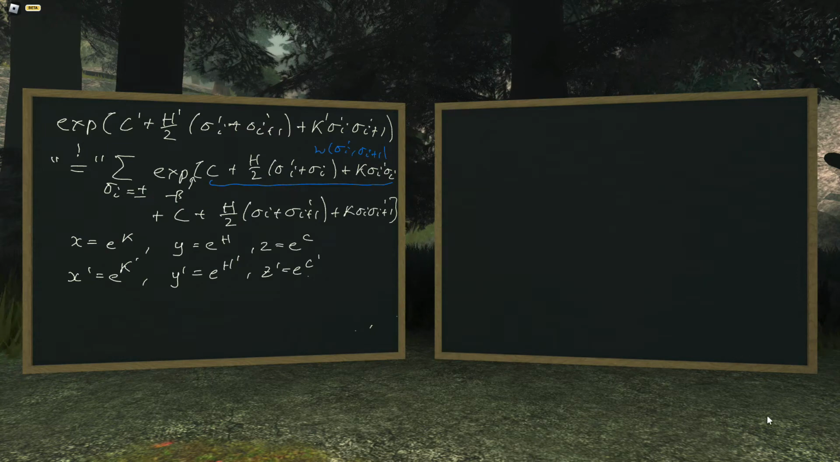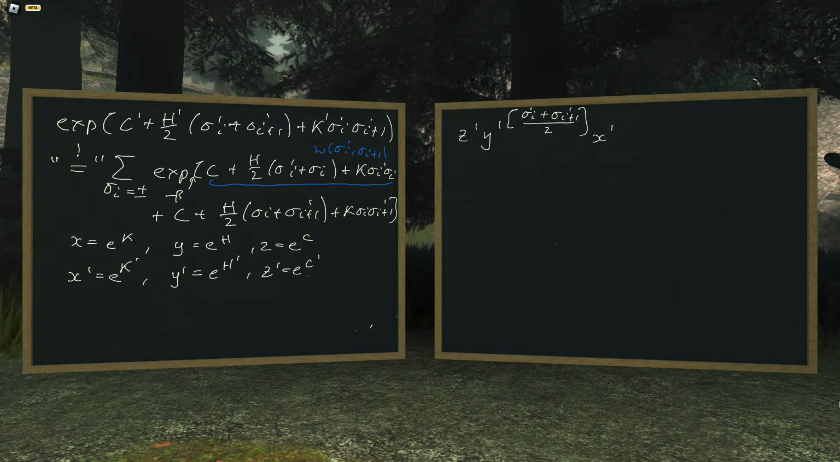Okay, so substituting these expressions for x, y, and z, and x, y, z primes into this expression above, I can write this as z prime, y prime, to the power of sigma I plus 1 over 2.